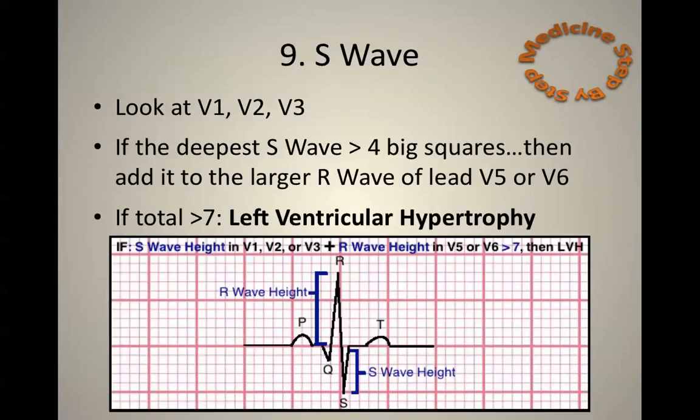Again, for the S wave, start off by looking at V1 to V3. If the deepest S wave of the 3 leads is larger than 4 big squares, then add this number of squares to the larger R wave of either V5 or V6. If this number after addition of the squares exceeds 7, then there is left ventricular hypertrophy.